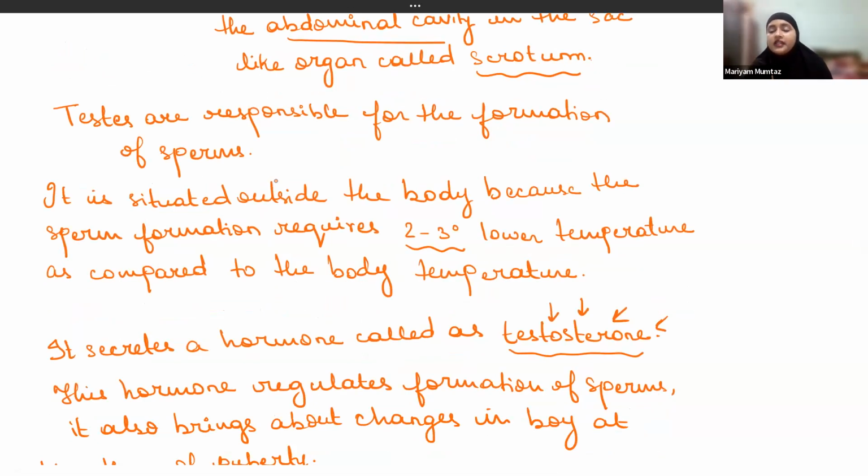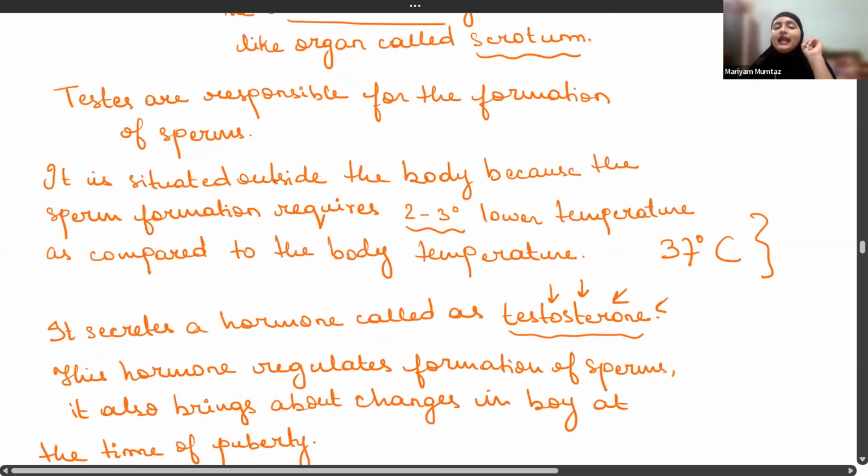So for example, what is the body temperature of human beings? The normal body temperature? 37, 36, like that. Yes, very good. 36 to 37 degrees Celsius. That is the normal or average body temperature in the case of humans. But the sperm formation requires 2 to 3 degrees lower, meaning it requires 35 degrees Celsius or 34 degrees Celsius for the process of sperm formation. So that is that. And now you know that the testes are responsible for the formation of sperms.